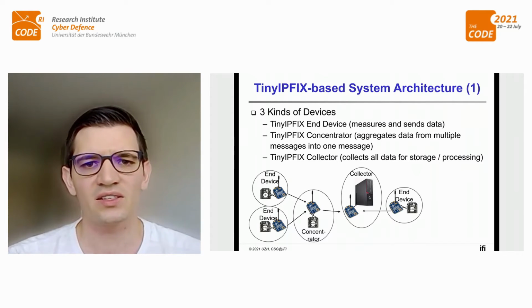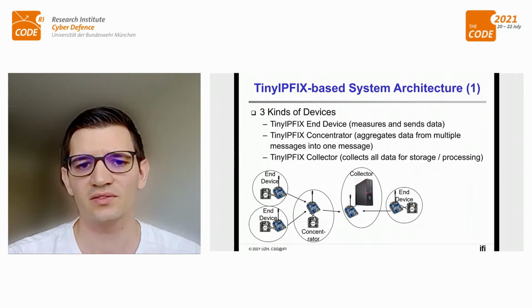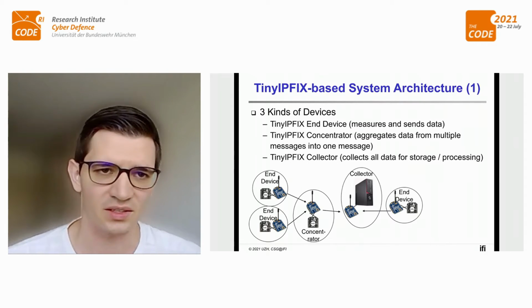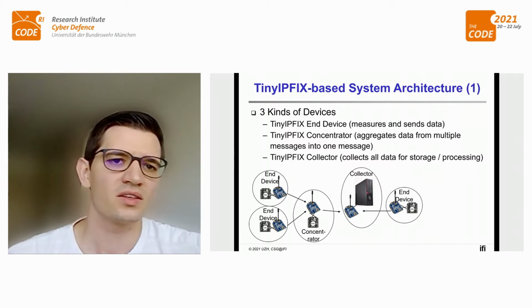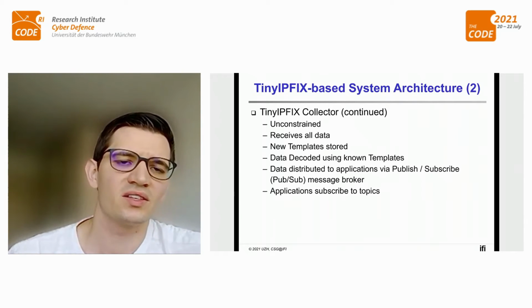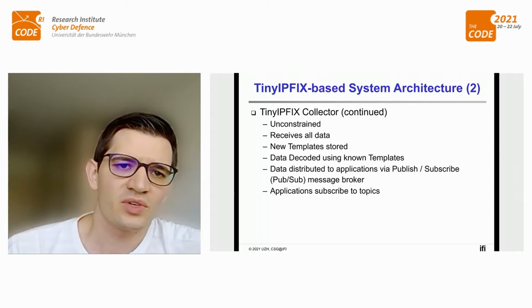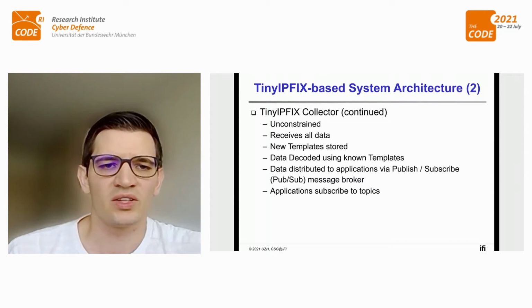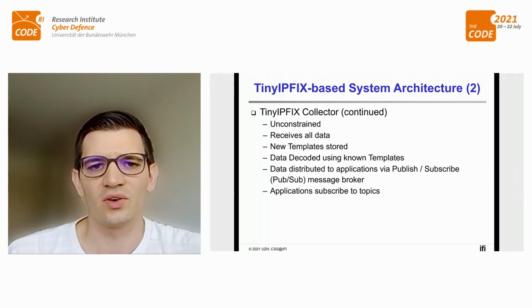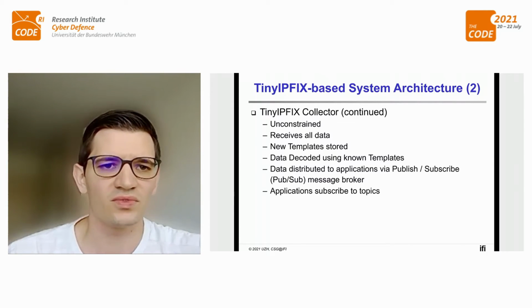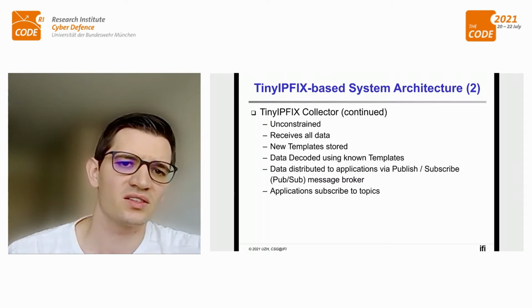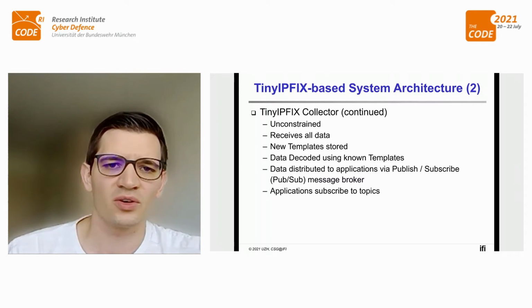The TinyIPFIX collector collects all data from the network and processes it. The collector is the only device in the network that is unconstrained. If it receives a template, then it checks whether this template is already known. And if it is already known, then it is just discarded, and else it is stored. The collector extracts the data from the data messages using the known templates.